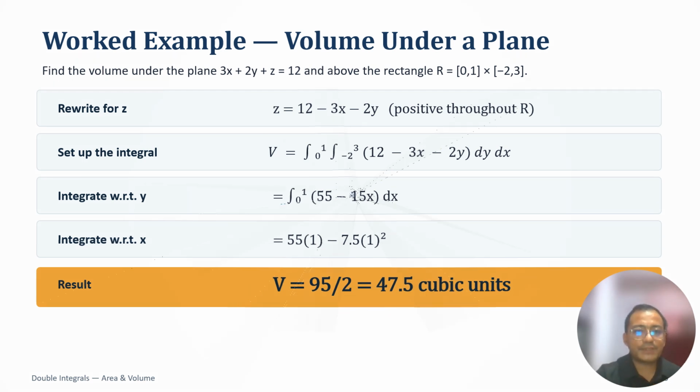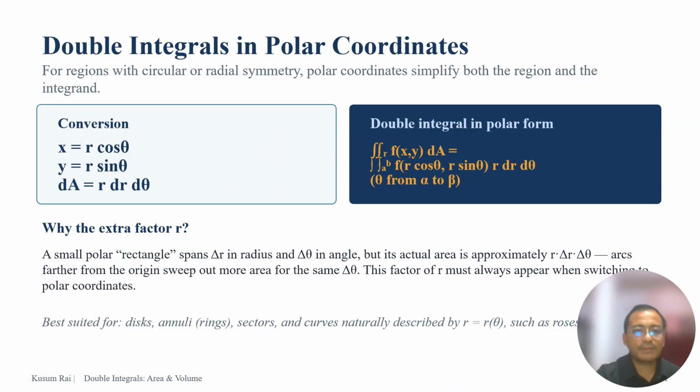Okay, for the next, double integrals in polar coordinates. For regions with circular or radial symmetry, polar coordinates simplify both the regions and the integrand. So conversions: let's say x is equal to r cos theta, y is equal to r sin theta, so dA is equal to r dr d theta.